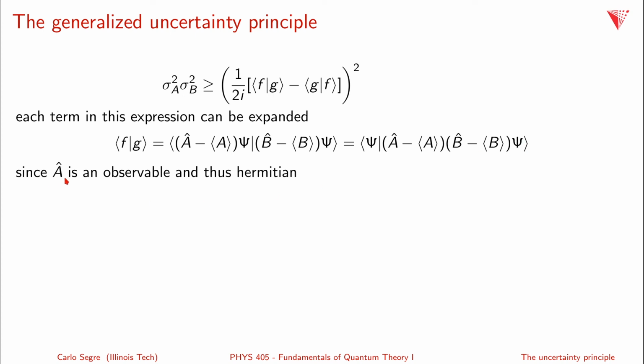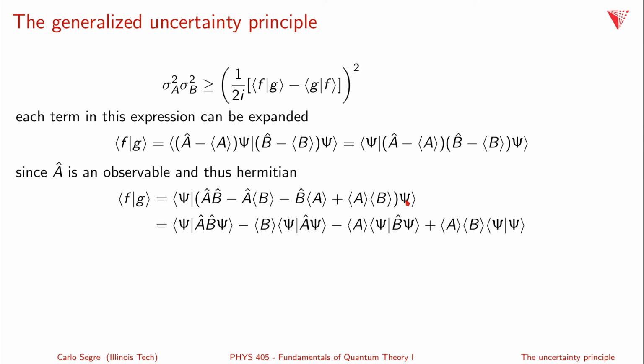Since A is an observable and therefore Hermitian, we can bring it over like that. Now, we can expand this by just multiplying it out and making sure we preserve the orientation. That is, we have the inner product of psi with the quantity AB minus A expectation value of B minus B expectation value of A plus the expectation value of A times the expectation value of B, all applied to psi.